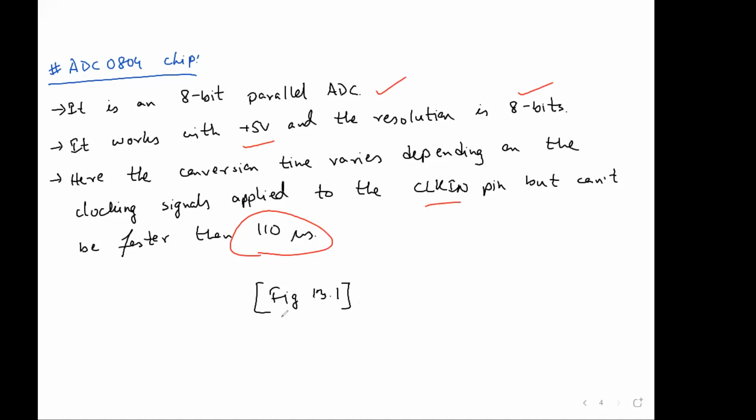Very simple. Please go through this figure, okay? Figure 13.1. I'm not drawing this figure. This is the figure of your ADC0804 chip, where all your pins and various connections are given. So go through that figure, and you will need that figure to understand the pin description and the rest of the things. It is there in your book. See whenever you get time and correlate with whatever I'll be writing next, okay? Correlate with the figure. Now let us see the pin description.